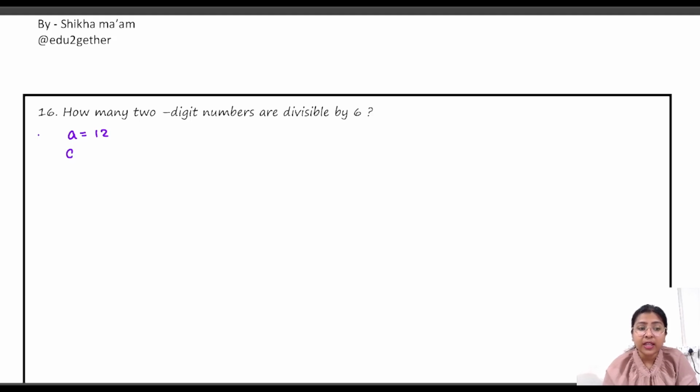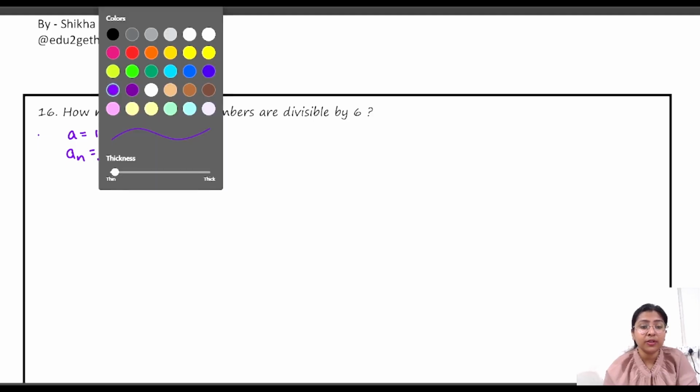Similarly, we can write the last term of the AP. Okay, so the largest 2-digit number is 99, and 99 is not divisible by 6. Which number is divisible by 6? Very good, 96. It means we have the first term, we have the last term, we have the common difference, because all the numbers divisible by 6 have a difference of 6. We need to find out how many 2-digit numbers are divisible by 6. Means we need to find out the number of terms. Yes learners, find out the number of terms.